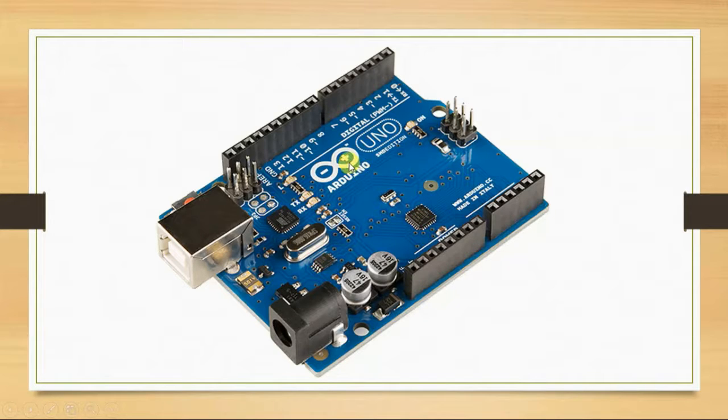This is known as the R3 Arduino board. It has an SMD TQFP packaging IC, that Atmega 328 IC. This is in the form of TQFP packaging. So these are the old boards we have in the market.